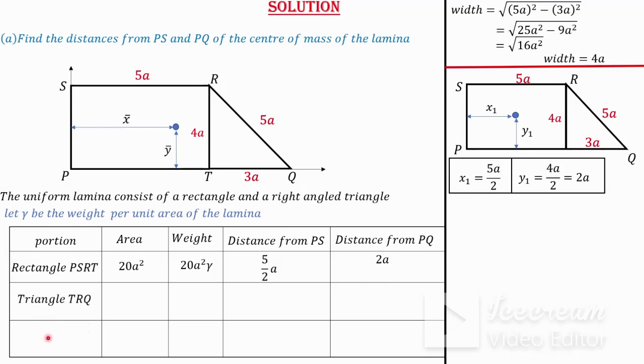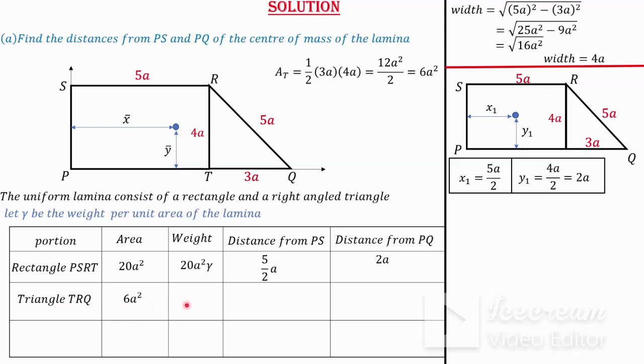So the next portion is our triangle, and this triangle is triangle TRQ. The area of this triangle, we simply apply the formula, which is half base times height. Applying that formula, we obtain the area of the triangle to be half times the base, which is 3a, times the height, which is 4a. 3a times 4a gives us 12a squared, then divided by 2, which gives us 6a squared. So the area of triangle TRQ is equal to 6a squared.